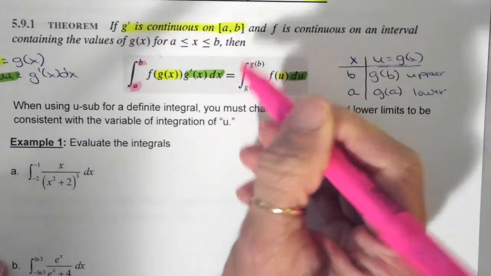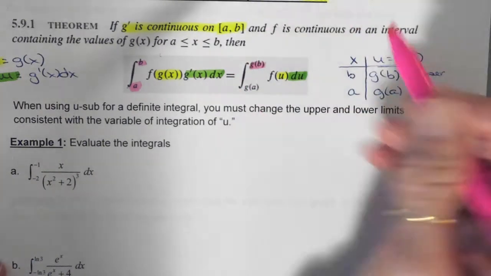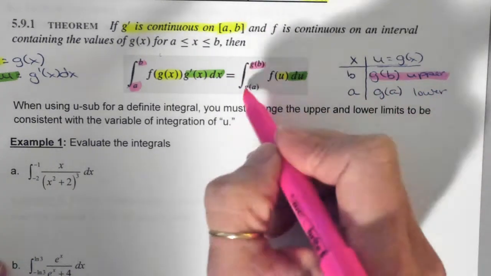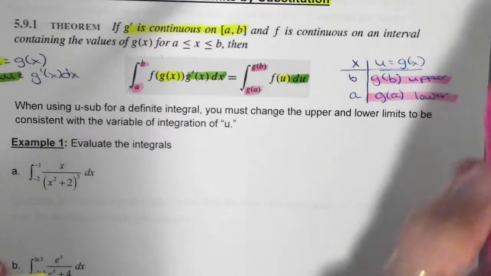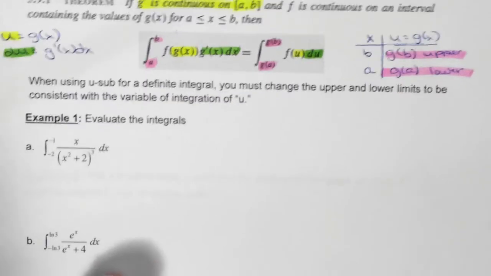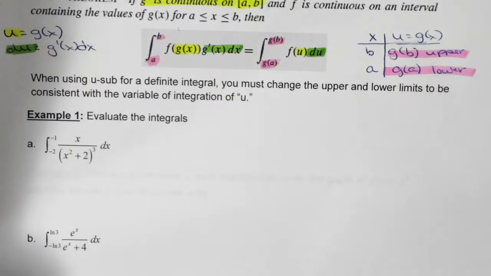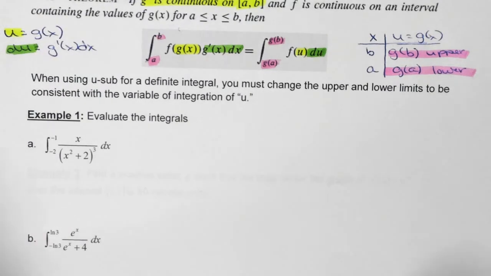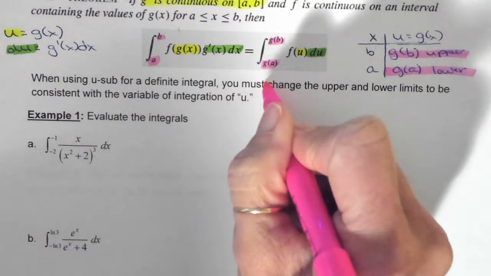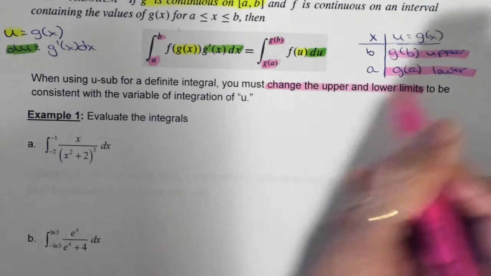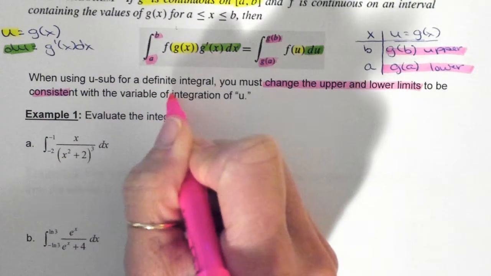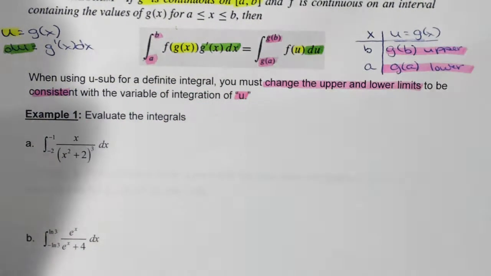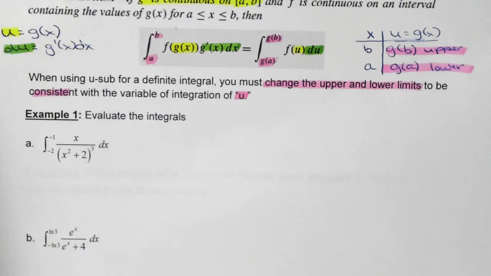So this is what we've got here, g of b. These are going to be numbers. Okay? So when we're using u-sub for a definite integral, you must change your upper and lower limits to be consistent with the variable of integration u. So you can't leave the bounds the same.